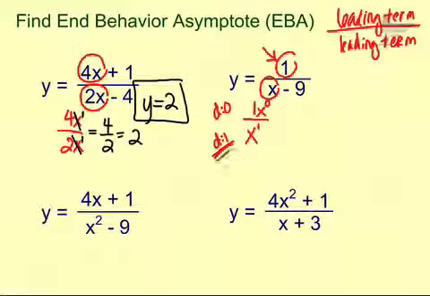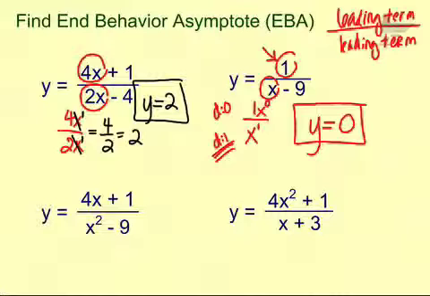If the degree on the bottom is ever bigger than the degree in the numerator, every single time this happens, it's going to be y equals 0. So you want to pay attention to those exponents. On the bottom, if it's bigger than the top, y equals 0. Just a quick shortcut way to think about this.